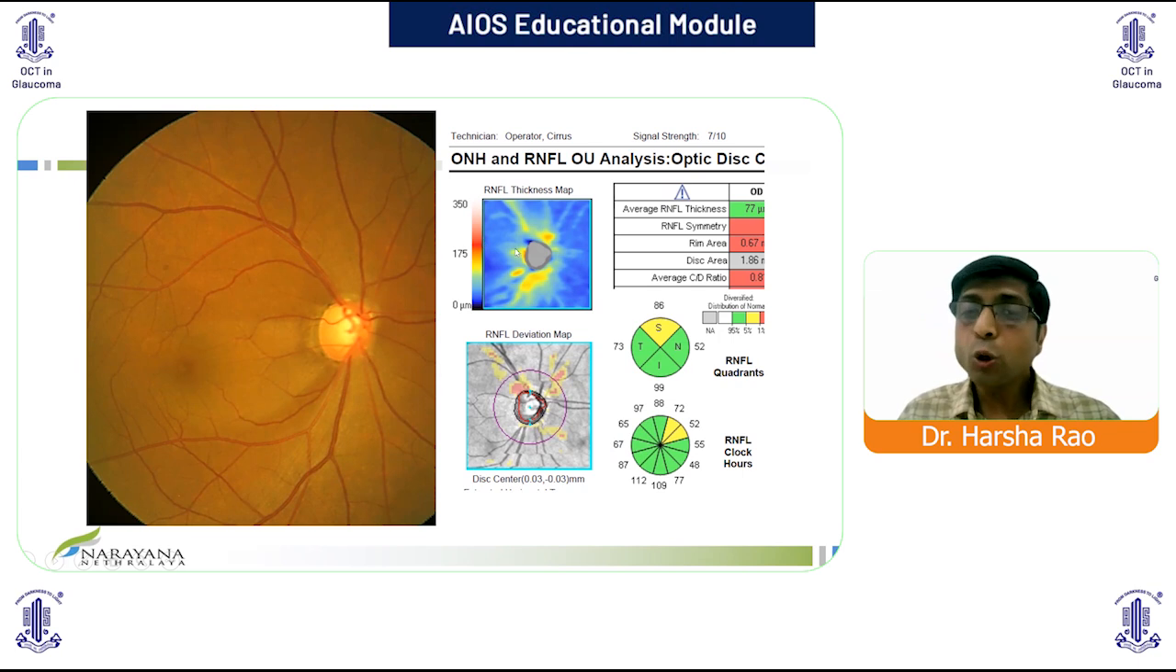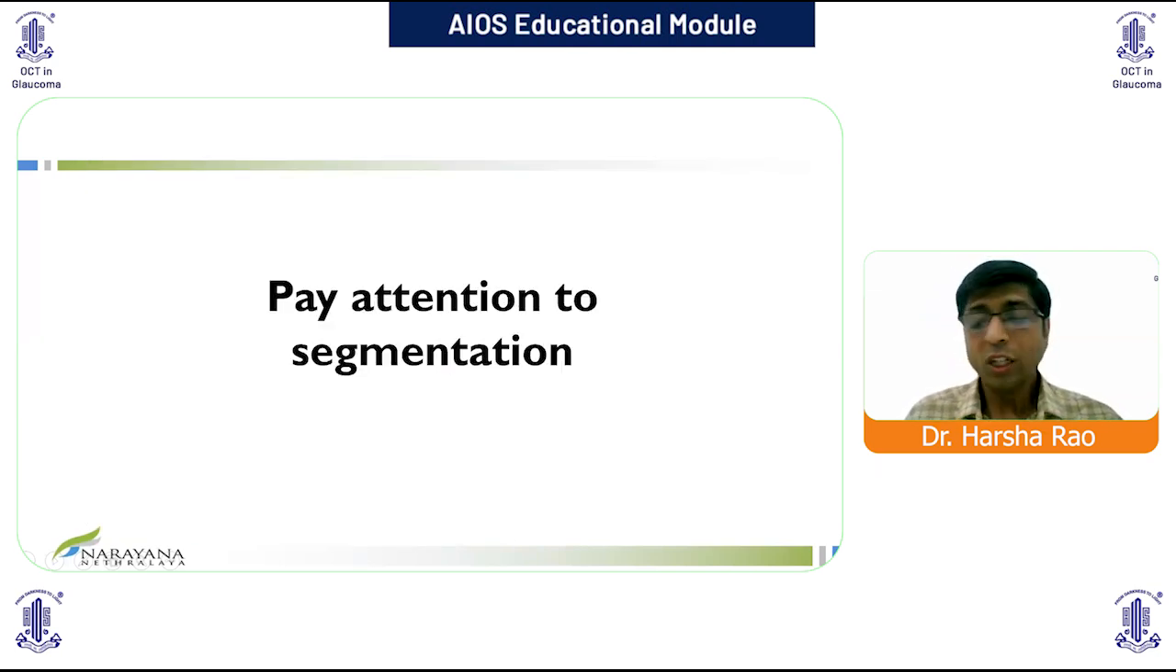However, if we closely evaluate the RNFL thickness map, we see this region of RNFL thinning, that brightness is gone, and we see that smaller area of RNFL thinning also very clearly in this region on the RNFL thickness map. So that's the point which I wanted to highlight using these examples. Another important point is to pay attention to the segmentation, as I already have told you.